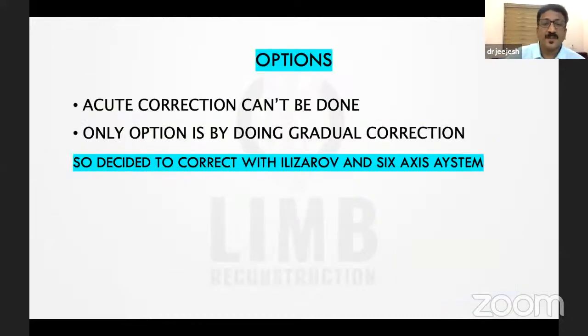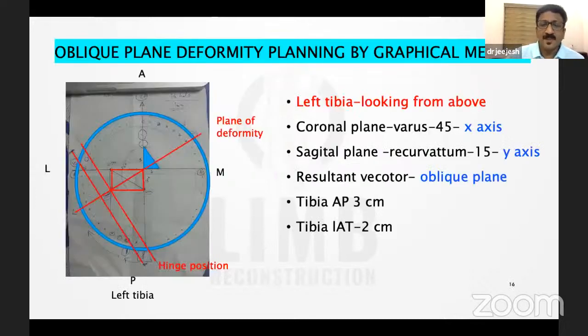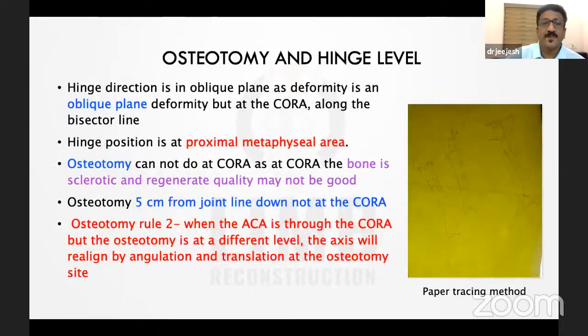So obviously, after analyzing these options, the only available thing is the Ilizarov, and you have to do either Ilizarov alone or a 6-axis system. Since it's a both plane deformity, you have to plan as I plan for the Ilizarov. So do an oblique plane planning here. You can see the plane of deformity and the hinge position perpendicular to the plane of deformity. To decide the osteotomy and hinge direction, which I told along the oblique plane direction, the osteotomy site is in the proximal metaphysis at the CORA. But since I noticed the problem of the sclerotic region, I decided to do the osteotomy below.